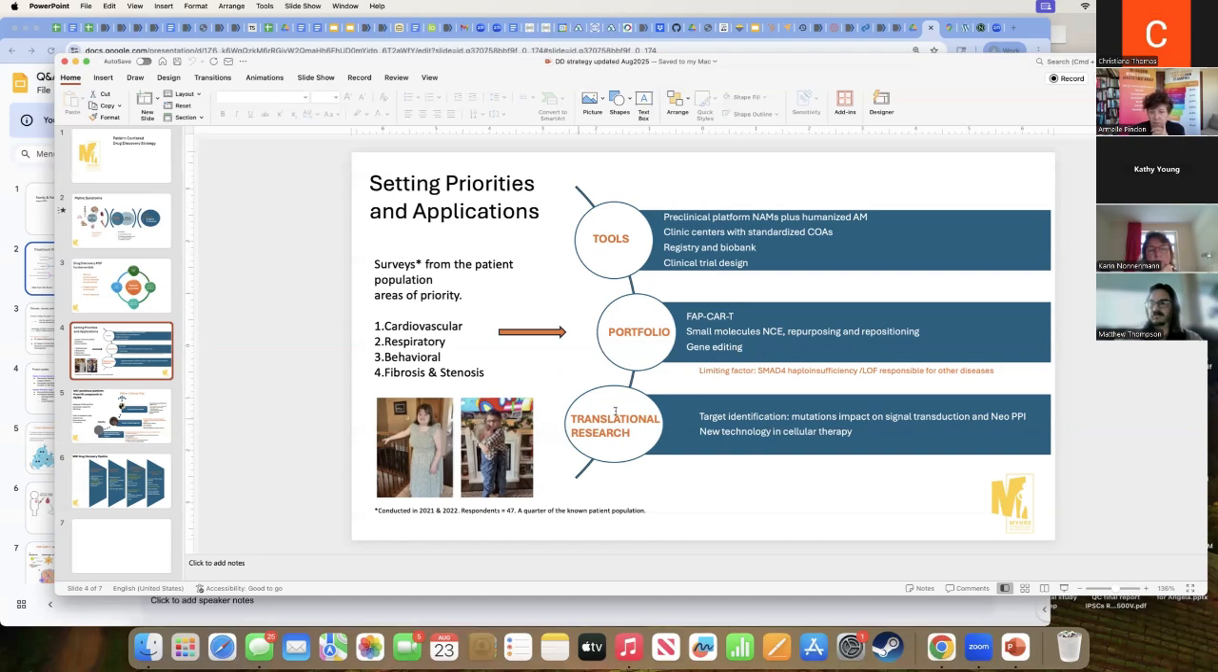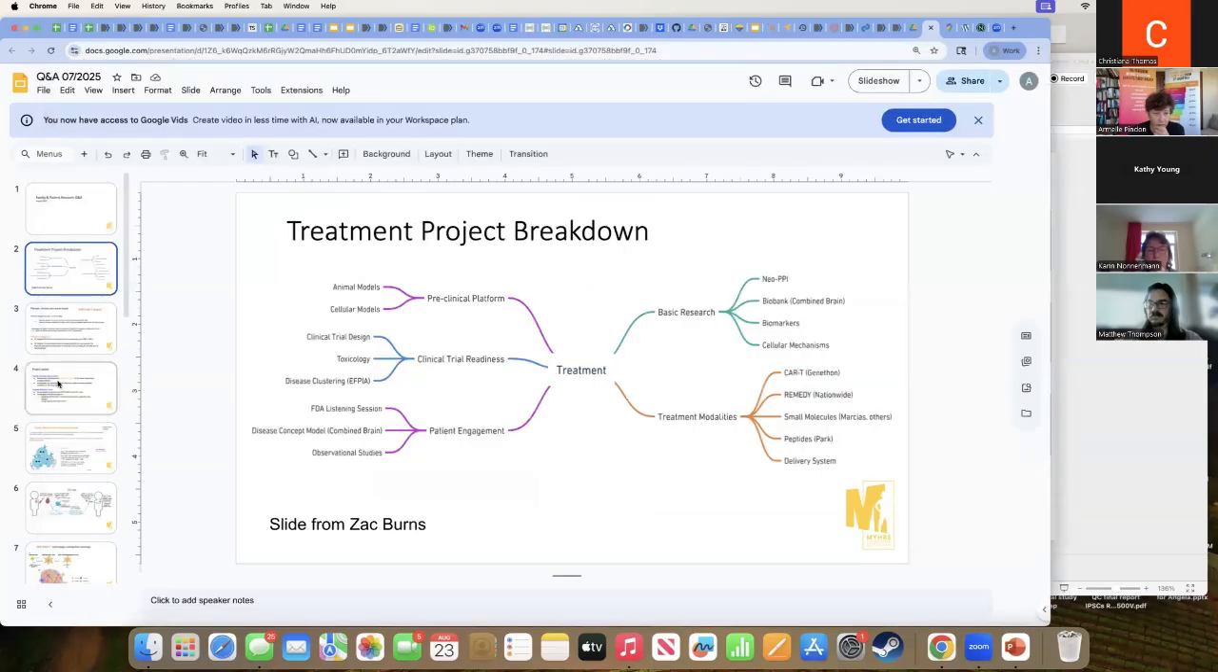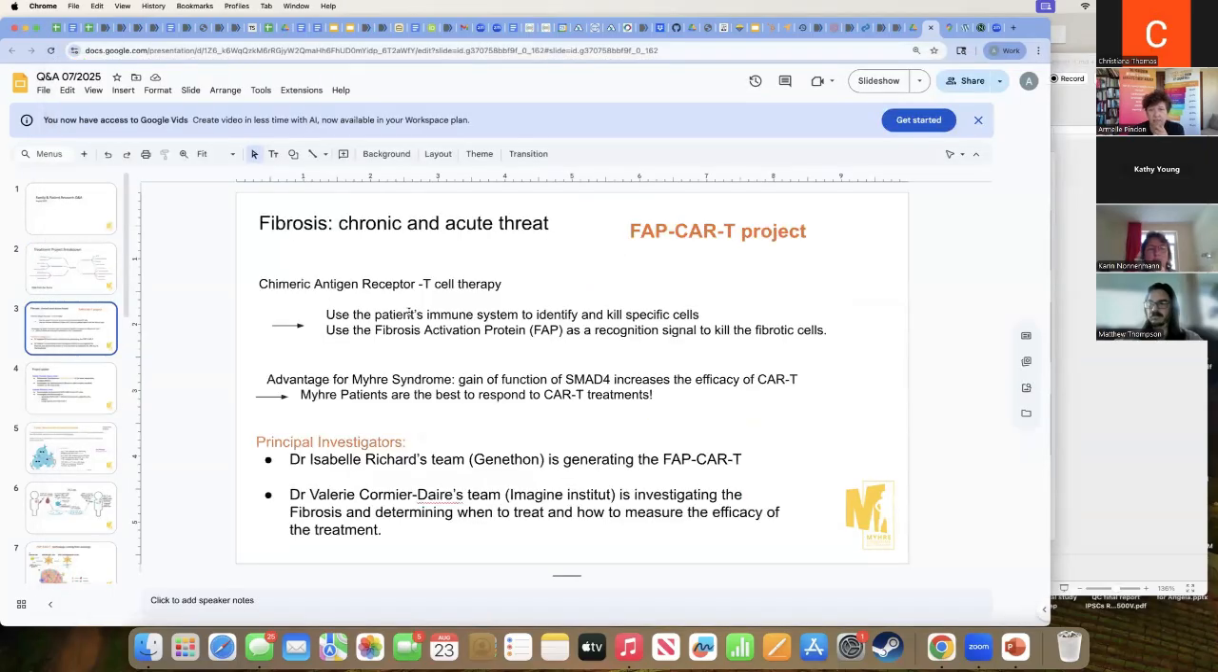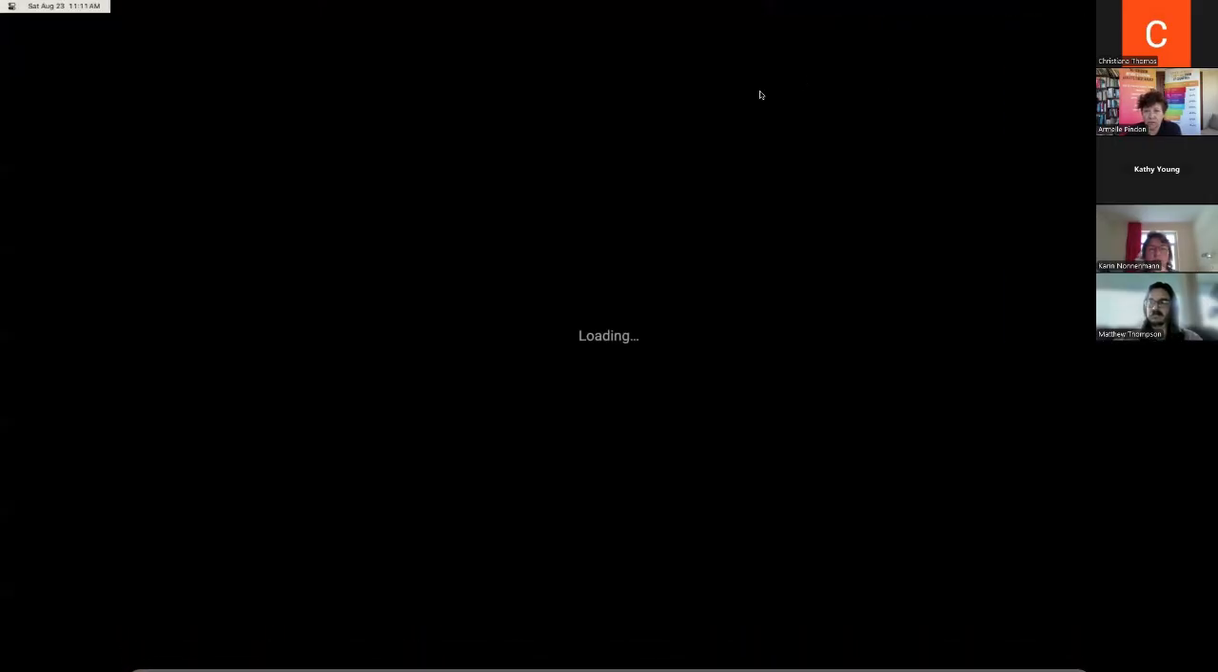And the last part is translational research, but I will talk about that next month. So, going back exactly to the type of treatments that we wanted to work on, the main one is FAP-CAR-T. We'll go into the slideshow.